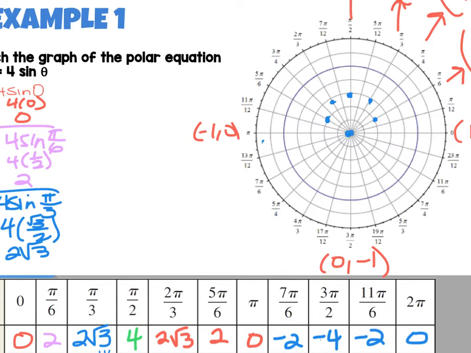So let me change the color so we see it. Back to 0. 7 pi over 6 is negative 2. So typically I'd be moving along this line, but it's telling me go negative, which means I'm actually going back to this direction. 3 pi over 2, which I'd normally move in this direction, is negative 4, which tells me I'm actually going up here. 11 pi over 6, which is normally in this direction, but it's negative 2, is telling me I'm going here. And then I'm back to 0 again.